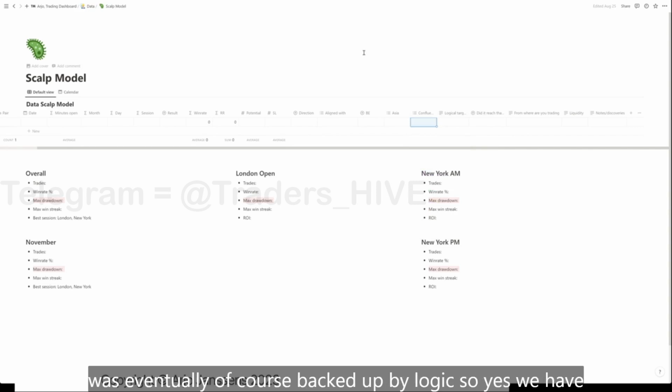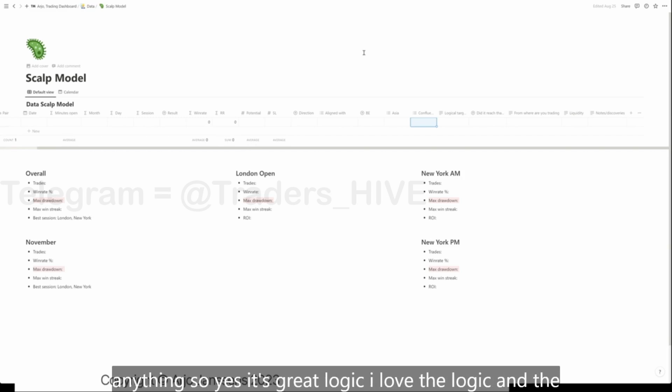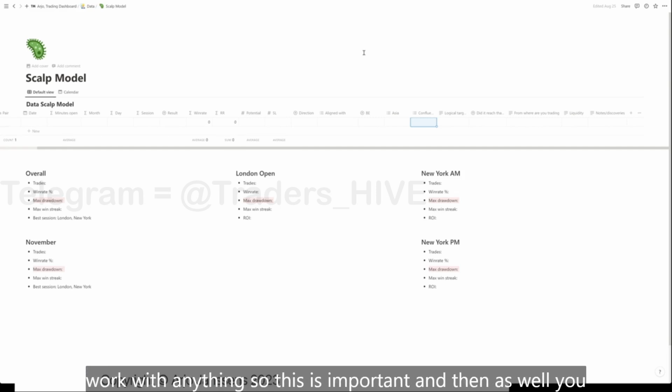That was eventually, of course, backed up by logic. So yes, we have logic, but ideally we want logic to be backed up by some kind of data. That is what we want to have. It's not just that we think of something, and that's a huge part of the trading industry nowadays, where people have their logic but it's not backed up by anything. So yes, it's great logic, I love the logic, and the logic can be very fancy. But if it's not backed up by anything, then of course it's very futile and we can't really work with it. So this is important.